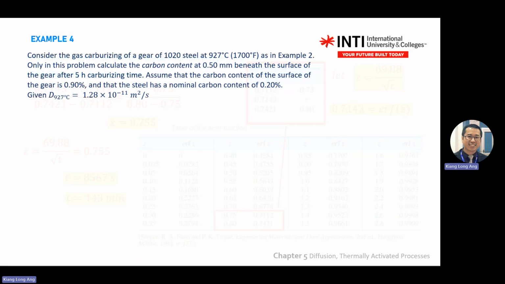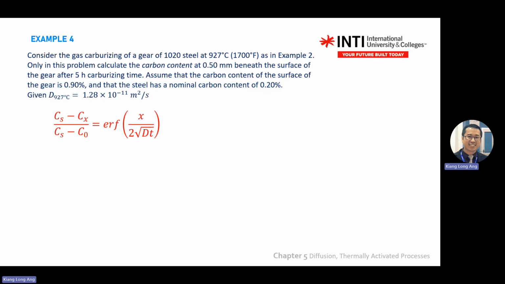This is example 3. Are you able to solve this question? If you understand question 3, you should be able to solve this one. I'll give you the question again. Consider a gas carburizing again at 927 degrees C, as in example 2, same. But in this problem, calculate the carbon content at 0.5 mm and predict the surface of the gear after 5 hours of carburizing time. Assume that the carbon content at the surface is 0.9 and the steel has a nominal carbon of 0.2%. I give you the D value, same, 1.28.